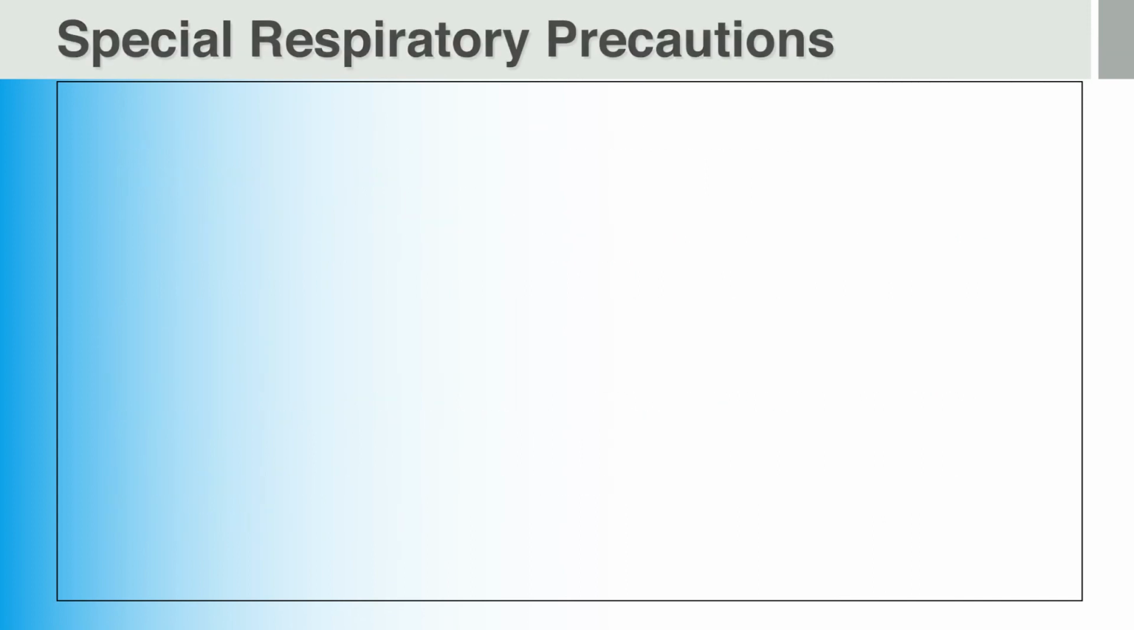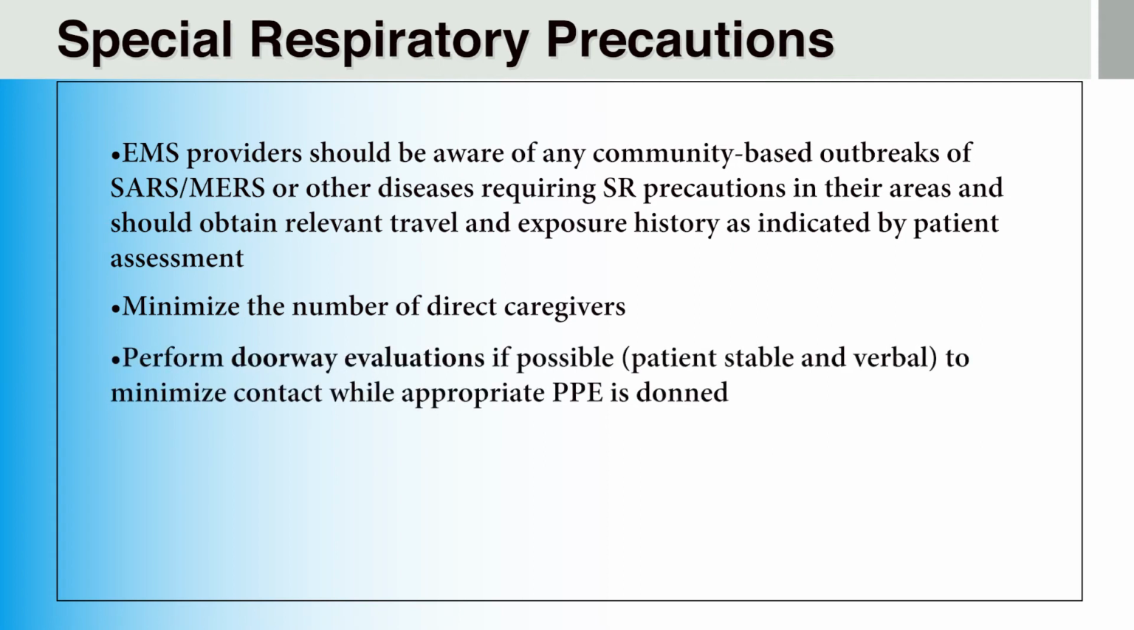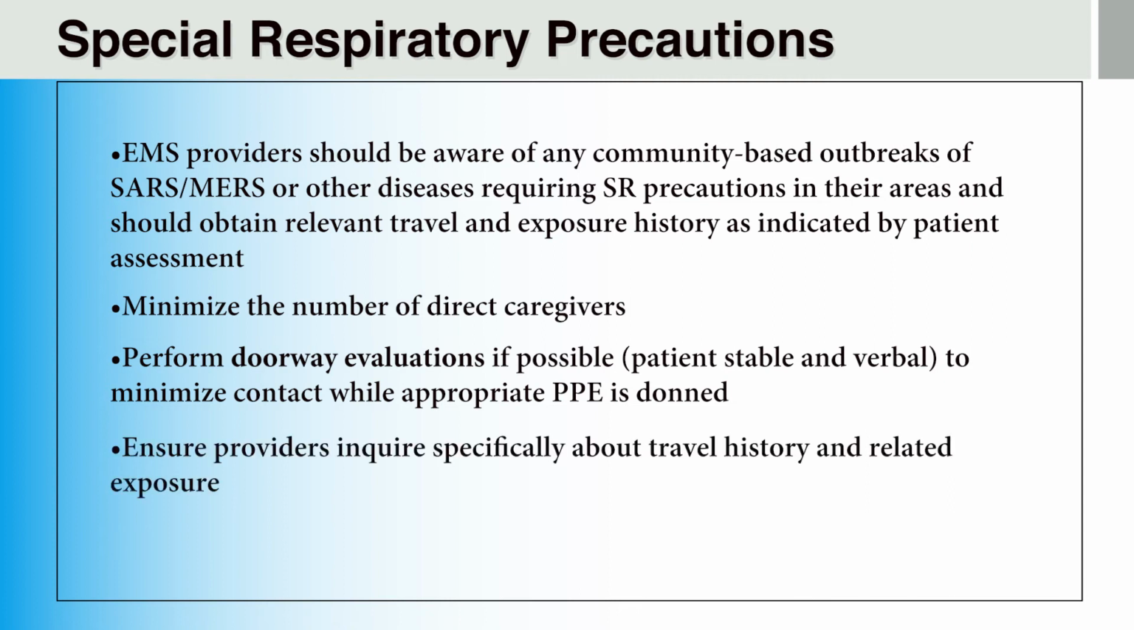In the case of a patient who requires special respiratory precautions or who is suspected of a high-consequence disease such as MERS or novel flu, pre-hospital providers should attempt to minimize the number of direct caregivers who interact with the patient. If the patient is stable and verbal, doorway evaluations at a minimum of 6 feet distance should be performed by one provider while others don appropriate PPE. In these instances, providers should use additional screening questions including patient-specific travel history and any potentially related exposures.